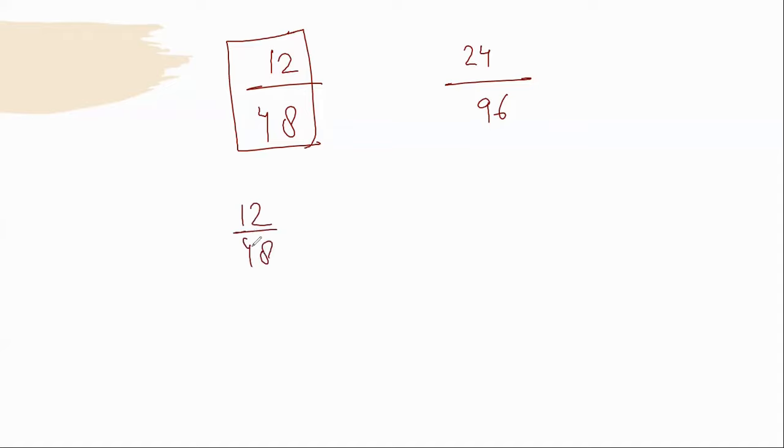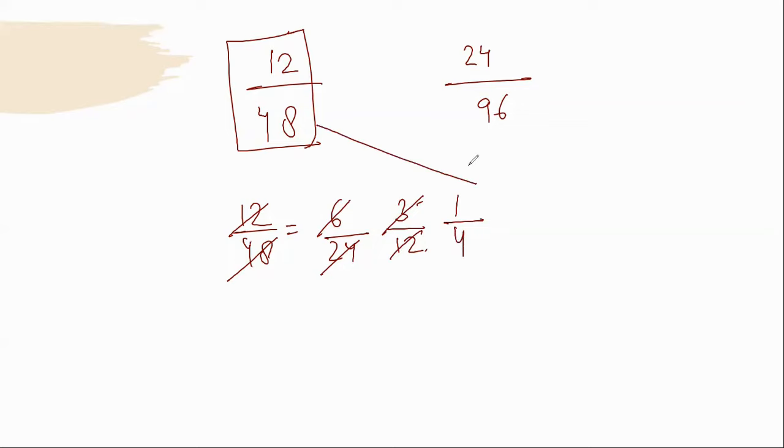They are both even numbers, so we can divide them by 2. So 2 times 6 is 12 and 2 times 24 is 48. Again, we can divide both numbers by 2 because they are both even. So 2 times 3 is 6 and 2 times 12 is 24. Again, we can divide both by 3. So 3 times 1 is 3 and 3 times 4 is 12. So the final form of this is 1 over 4.